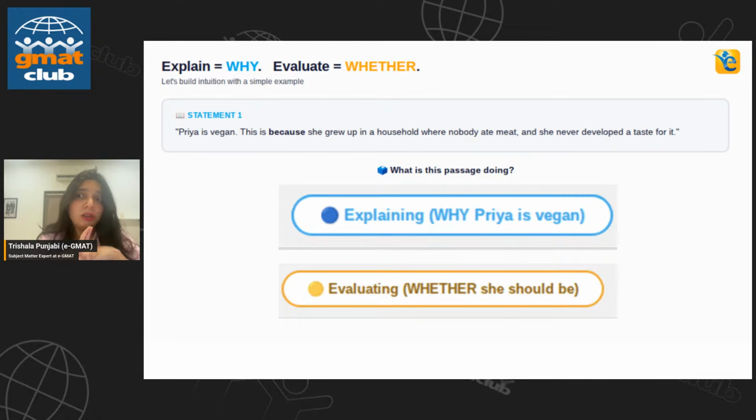And I want more participation from you guys. The more you participate, the more you will get value out of this. It's in direct proportion. Tell me, what is this passage doing? Is it explaining why Priya is vegan or evaluating whether she should be? And there is a difference between explain and evaluate.